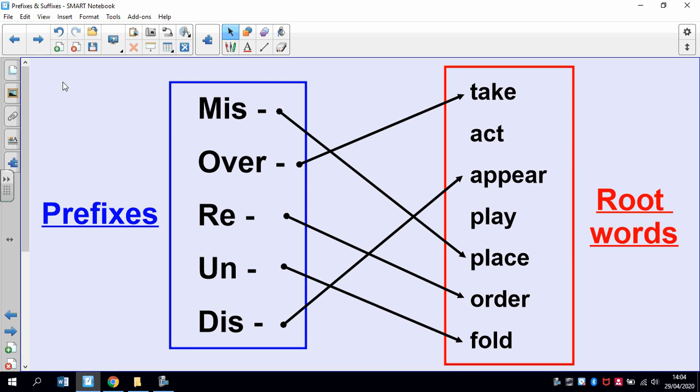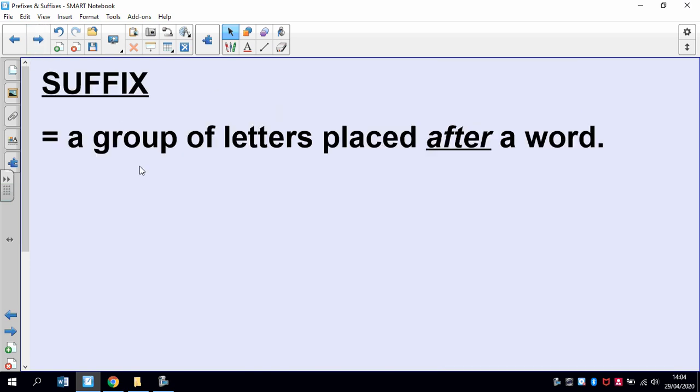Okay, so hopefully we're a bit clearer on what prefixes are. Just remember that the clue is in the name. Pre suggests that it's first, that it goes in the front, okay? A prefix always appears at the beginning of the root word, in front of it. Prefix. But what about suffixes?